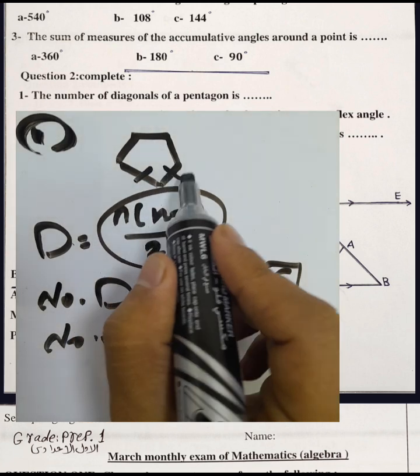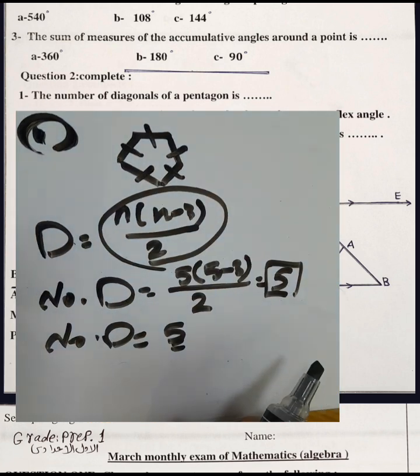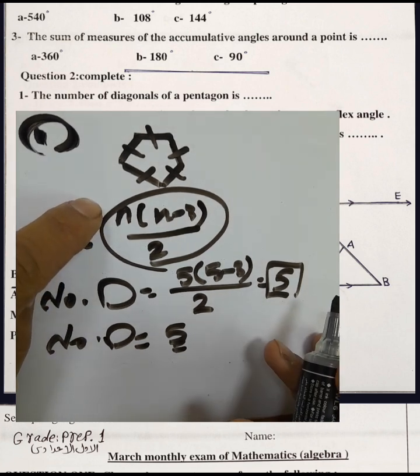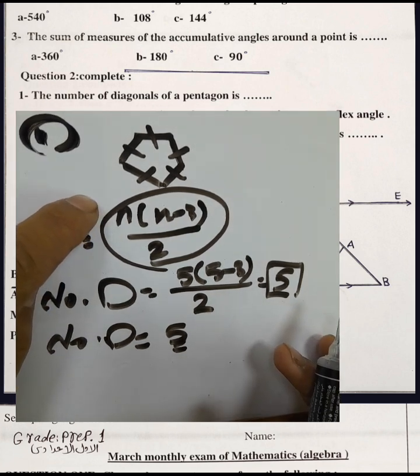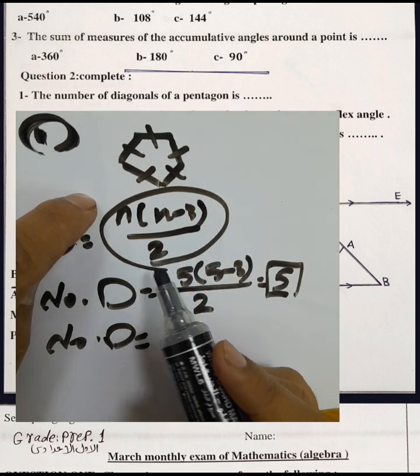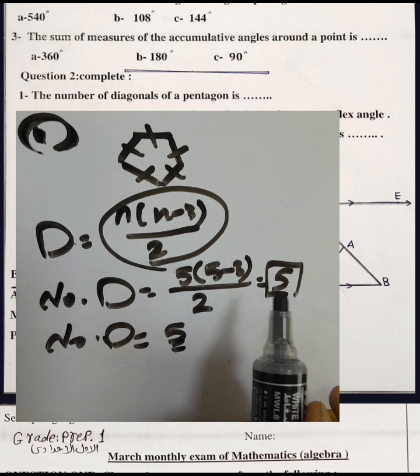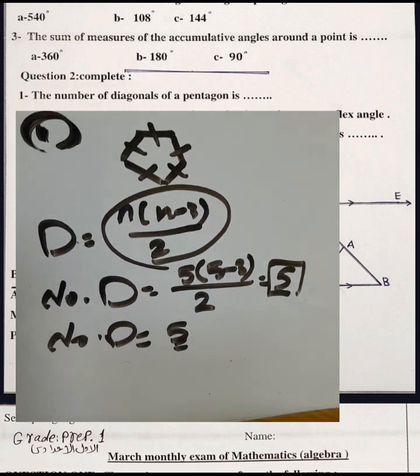It's exactly the number of sides. Okay, you must know this rule and use it for any polygon. To find the number of diagonals in a polygon, you must write this rule: n multiplied by n minus 3, over 2. But we have a special case in the pentagon: the number of sides equals the number of diagonals.